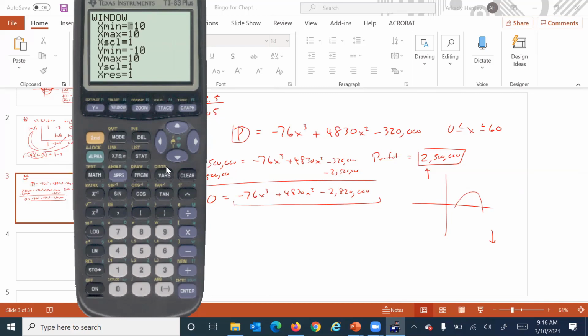And we have a domain restriction in our hands, right? 0 to 60. So I'm going to go maybe like negative 10, and I'm going to go out to 70. Just give you a little bit of extra space. We good?